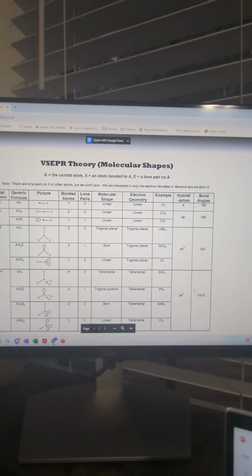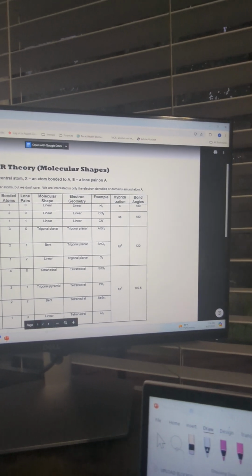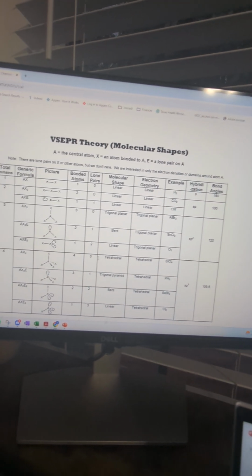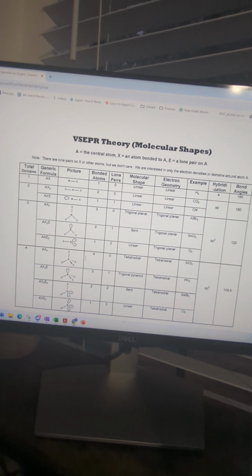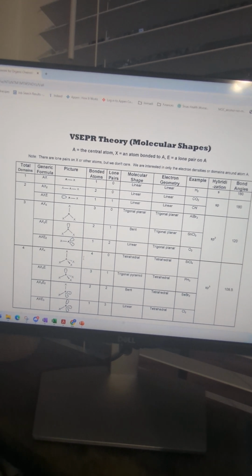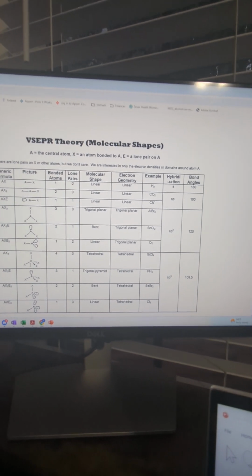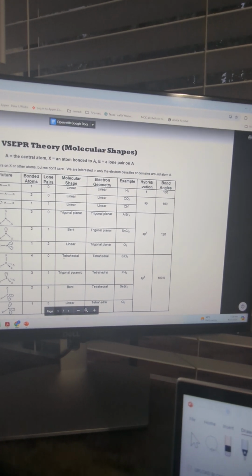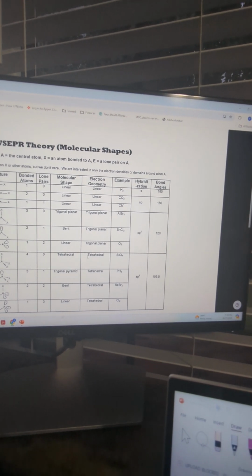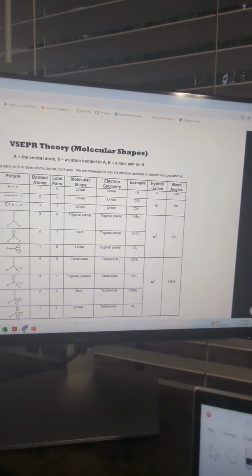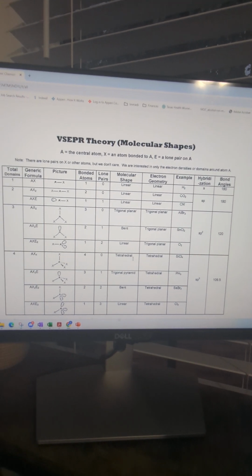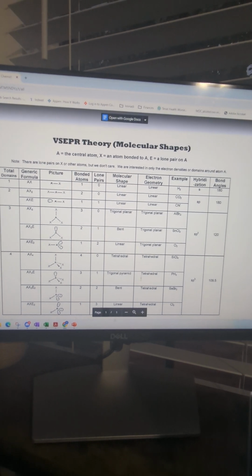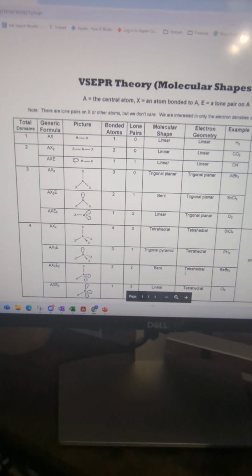The sp3 hybridization is always for four domains. Four domains means there are four bonds, or it could be one lone pair and three bonds, or two lone pairs and two bonds. Whenever you have four bonds, the molecular shape is tetrahedral and the electron geometry is also tetrahedral. The one difference is that for molecular shape you don't consider the lone pair of electrons, but for electron geometry, you do consider the lone pairs.